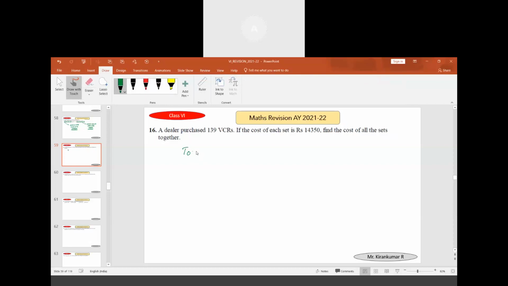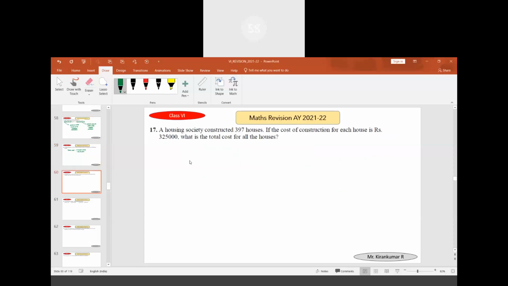So the total cost is the product of 14,350 and 139 rupees. 14,350 is to be multiplied by 139. The answer is 19,94,650.